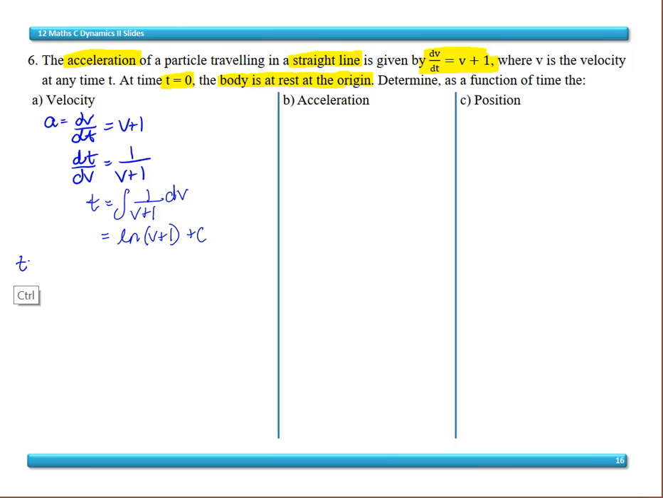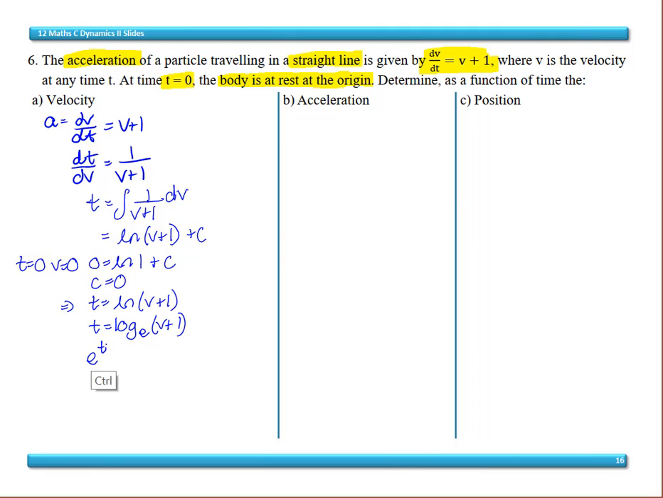And our initial conditions, t is 0, v is 0. So that means 0 equals ln of 1 plus c. So c is equal to 0. So that means t is equal to ln of v + 1. We need to make v the subject. So if we change into an exponential, it might help if I write it as log e of v + 1. So our base of an exponential is e to the power of t is going to be v + 1. So our v is equal to e^t - 1. The other way you could do that is just take the exponent of both sides.